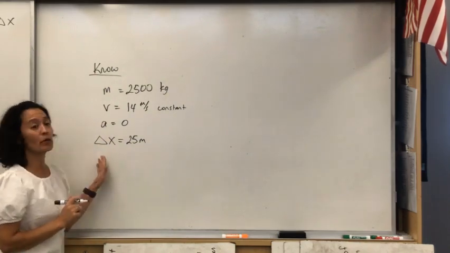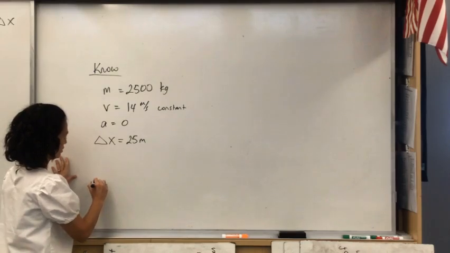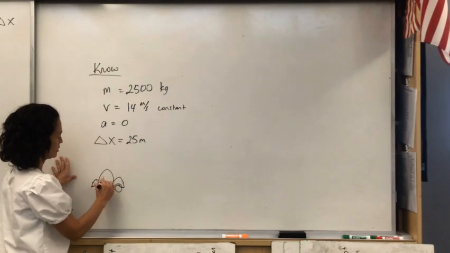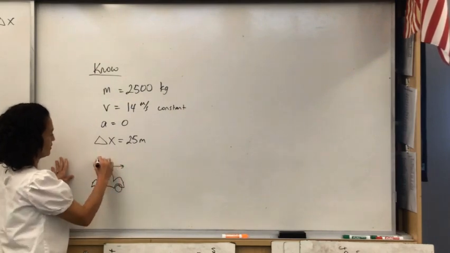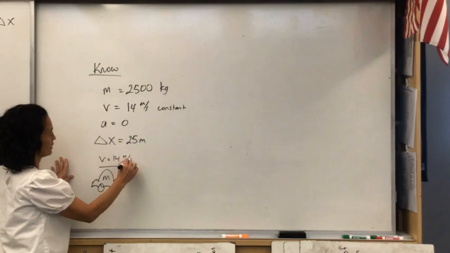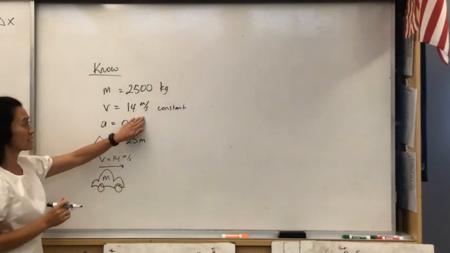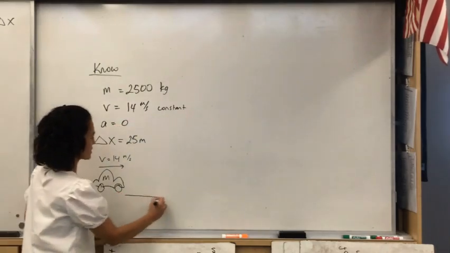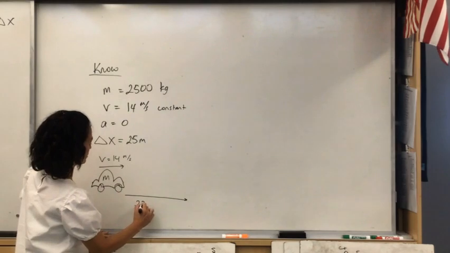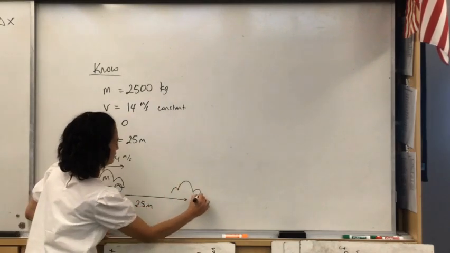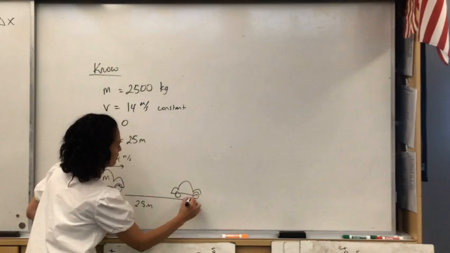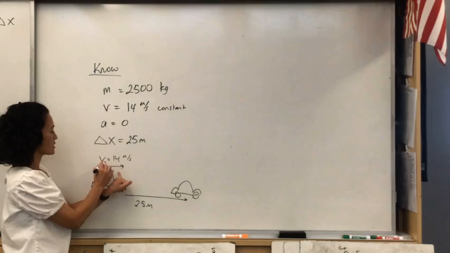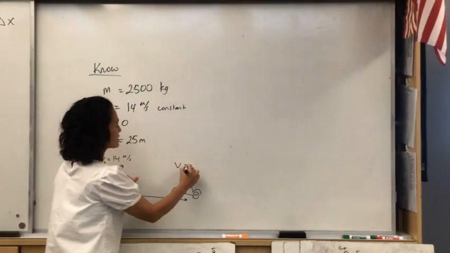So I have to take this and now give it a visual model. So here's my car. Amazing car. It's got a mass, moving 14 meters per second, constant. So I have no acceleration, and then I move this distance, 25 meters. What has changed now? This is my initial velocity, and now my final velocity is zero.